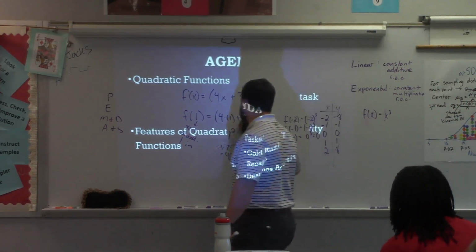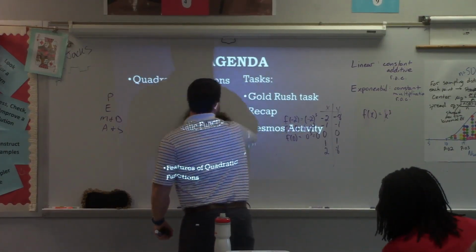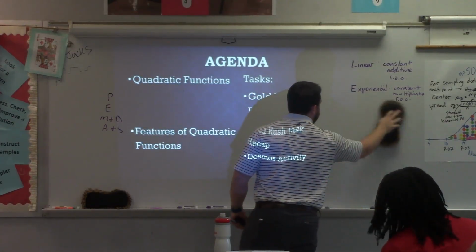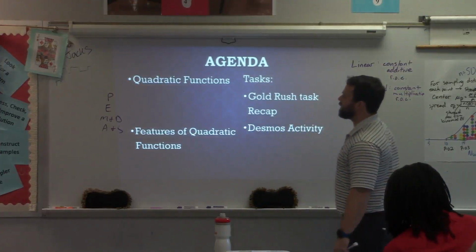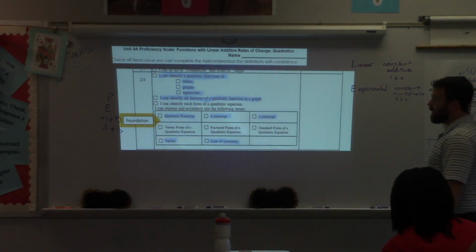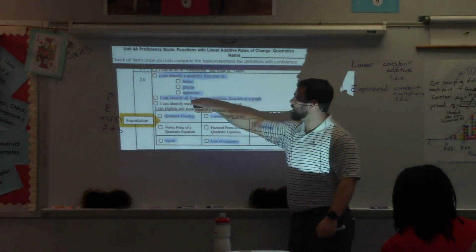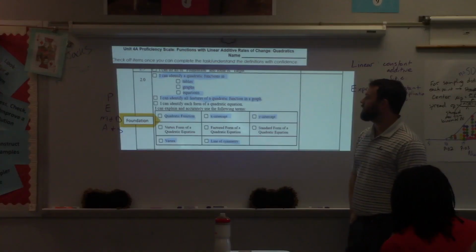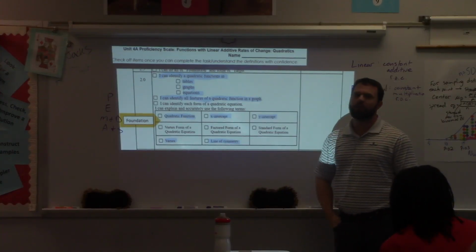So what we're gonna take some time doing is just identifying the 3 major types of functions in graphs, tables, and equations. And so this is from yesterday, being able to identify a quadratic function in tables, graphs, equations. Identifying all features of a quadratic function in a graph. What are the features of a quadratic function again?